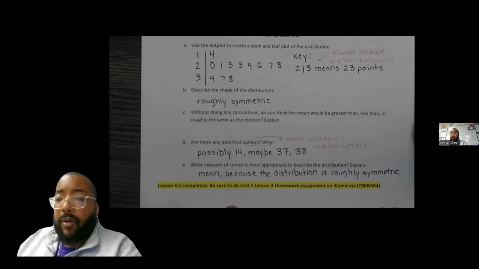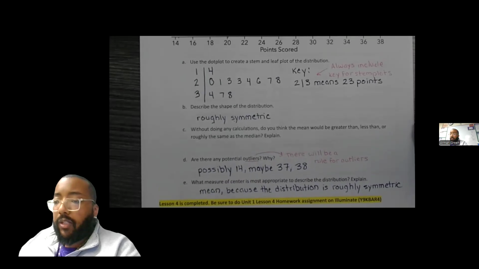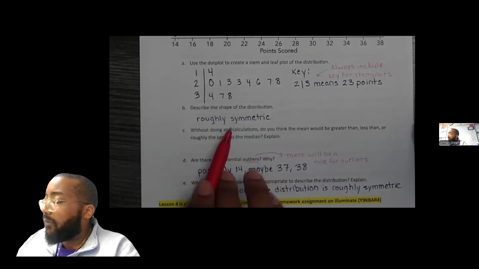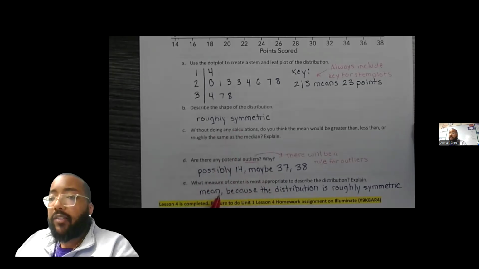Now, part E is asking, for the measure of center, should we use the mean or the median? Because we have a roughly symmetric shape for our distribution, based on our notes from page 13, we're going to go with the mean. So remember, if it's symmetric, go with the mean. If we see that it's skewed, then your measure of center should be the median.